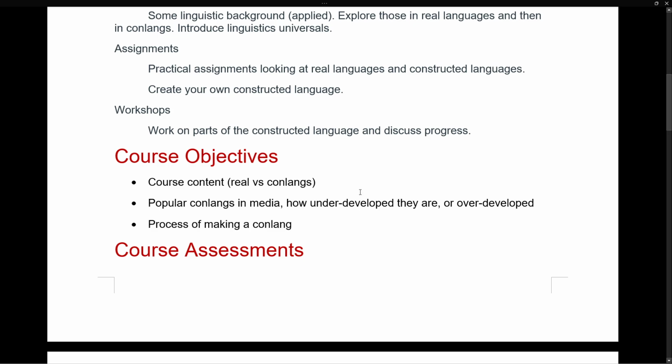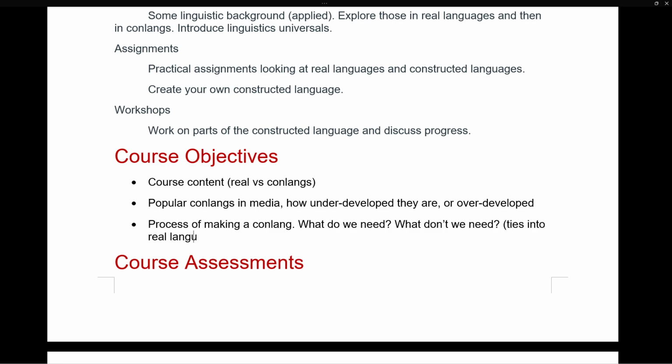And maybe something like, what do we need? What don't we need? And this ties into real languages. So the skill set here might not be applicable in everyday life, but for people who are interested in creating their own media, books, fiction, fantasy worlds, D&D campaigns, this could be a pretty useful course for them and gives them insight into how language actually works. So we're kind of killing two birds with one stone. We're tricking students who are into fiction to actually learn about real languages and how those systems work.